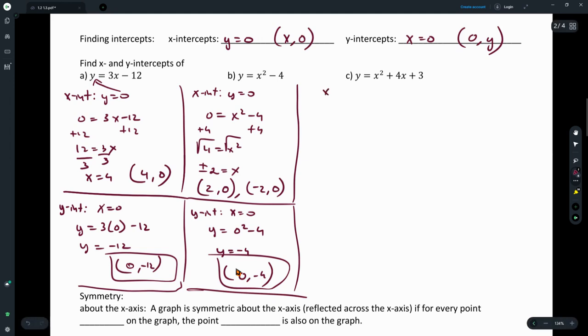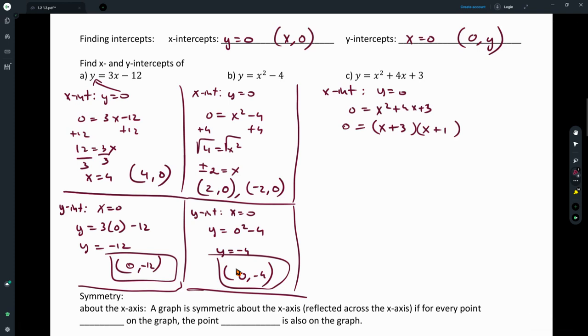Same thing here. I'm going to do the x-intercept. So y is equal to 0. So I put 0 is equal to x squared plus 4x plus 3. This one, to solve for it, I got to do factoring, right? So I factor this out. Now, remember, I told you guys to learn how to factor. If you don't know how, go back to the video I posted before, and figure out how to factor these quadratics.